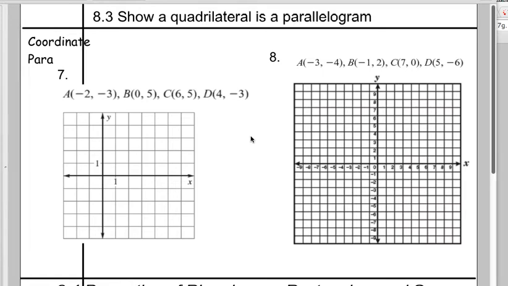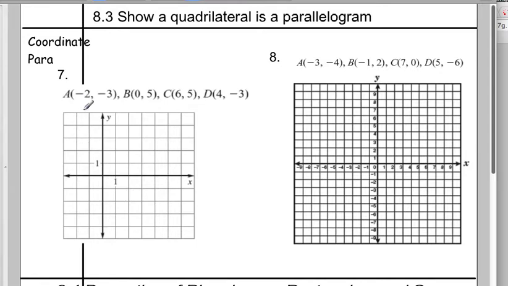These two problems are similar to the activity we're going to ask you to do. They are asking you to plot the 4 points that you're given, and they're asking you to show that it's a parallelogram, or if it's not a parallelogram. So I'm going to plot these points, and then once they're plotted, I'm going to decide on the best one of the 5 methods that we have to choose from for showing that we have a parallelogram.